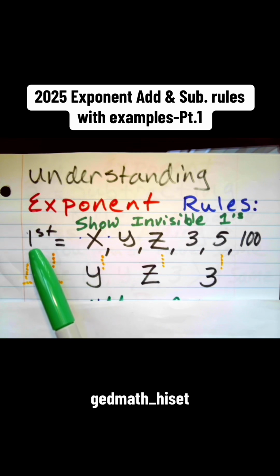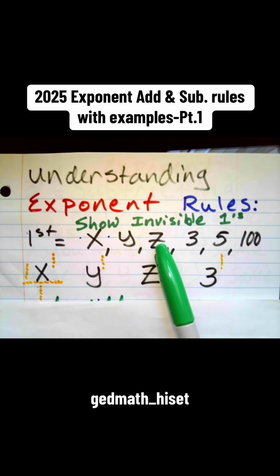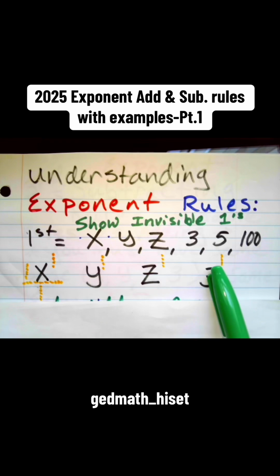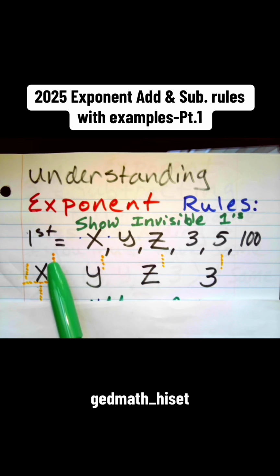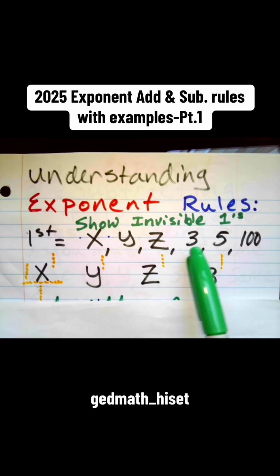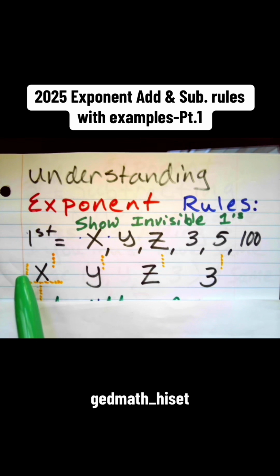One of the first things you need to know is that each term, whether it's a variable x, y, z, or a constant 3, 5, and 100, has what I call an invisible 1 in the exponent's place. Also, other than constants like 3, 5, and 100, there'll be an invisible 1 in front of the variables unless there's a number already assigned to the variables. And in each of these terms, there's also an invisible 1 in the denominator.